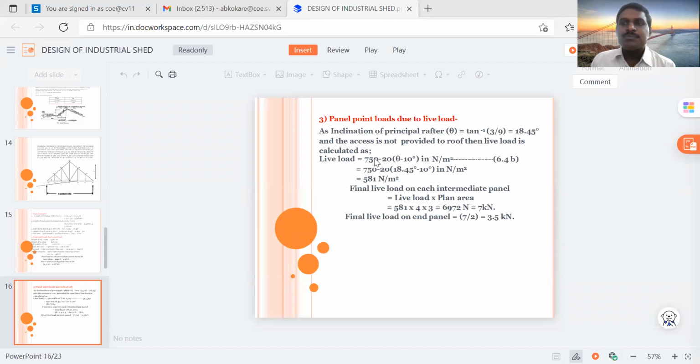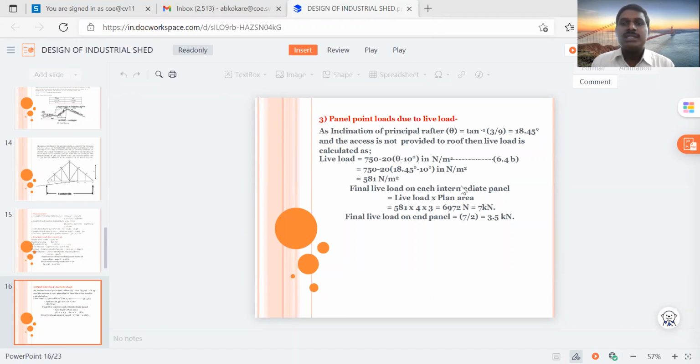This 750 is nothing but the 0.75 given in IS 875 part 2, which is for the live load calculation. So 750 minus 20 into (18.45 minus 10). So 581 Newton per meter square is the live load acting on this particular industrial shed. This load is acting in the form of Newton per meter square.